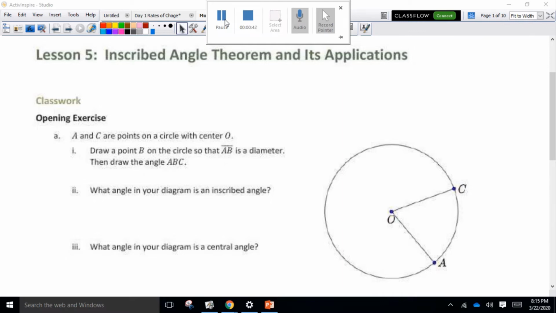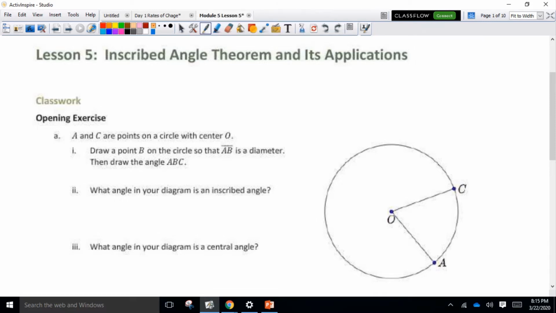Draw B so that AB is the diameter. So if we extend AO across here the best we can, B will be over here. Okay, so then draw angle ABC. So then this is angle ABC.